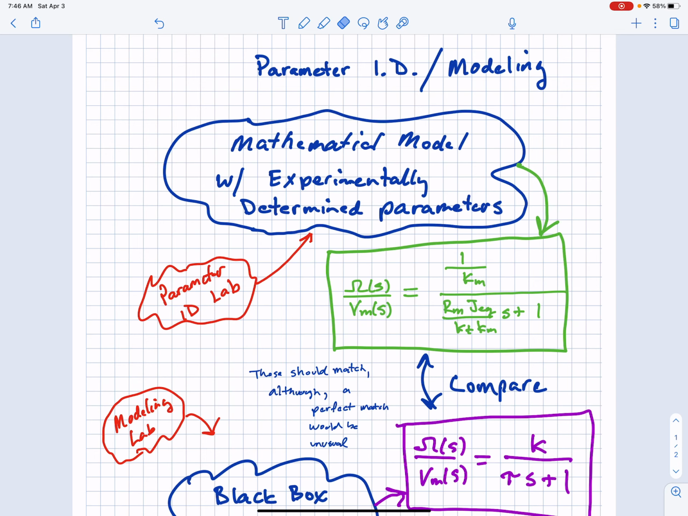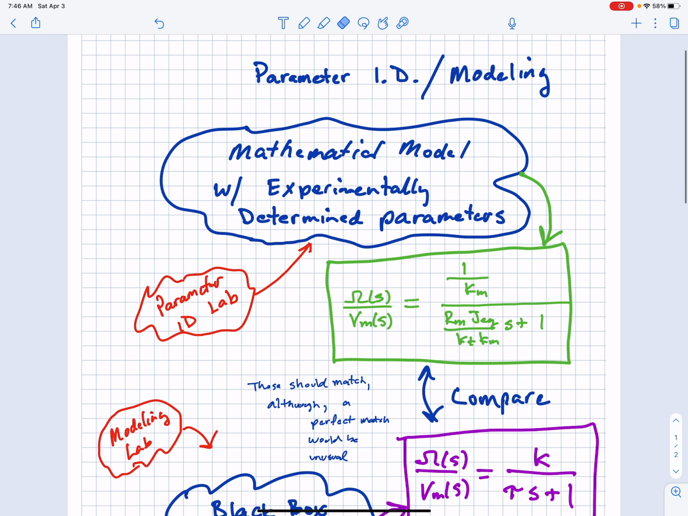In this video, I wanted to give you an overview of the two labs, the parameter identification lab and the modeling lab for our SMAC course. All right, so let's get started.